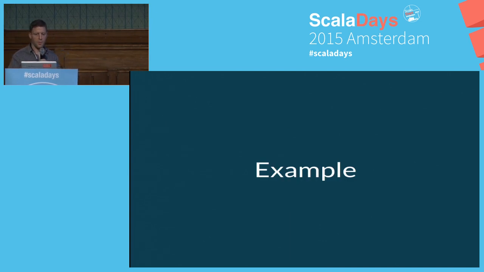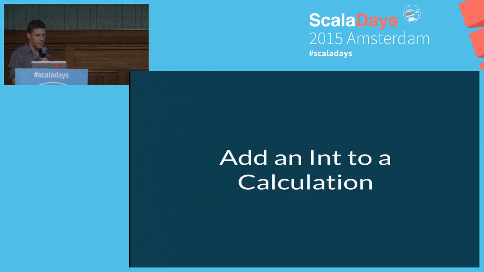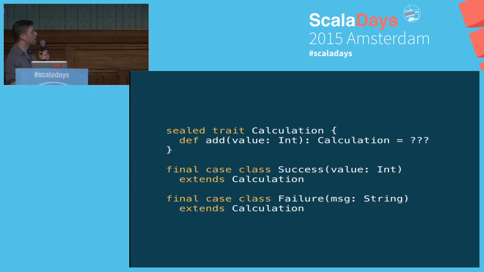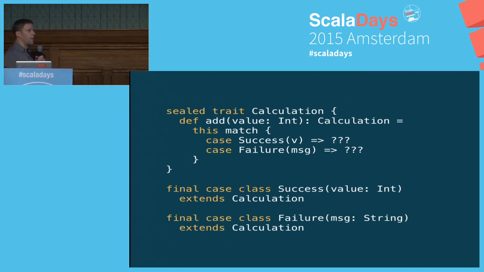Right, so returning to our example, if you recall we had calculation is success or failure. We want to add an int to the calculation. So we have this kind of signature in the code that's given by our problem, add an int. Straight away we can just keyboard cut out the skeleton for the structural recursion. Calculation is success or failure, so we need to have a case for success and a case for failure. Success has a value, so we match on that, it's V, and failure has some kind of message, so we match on that.